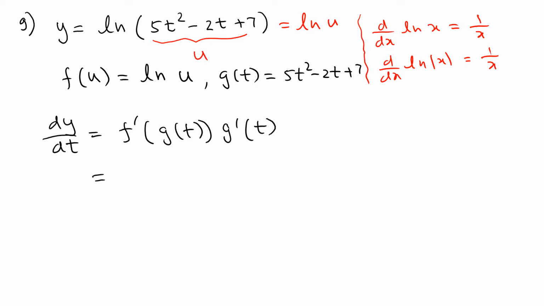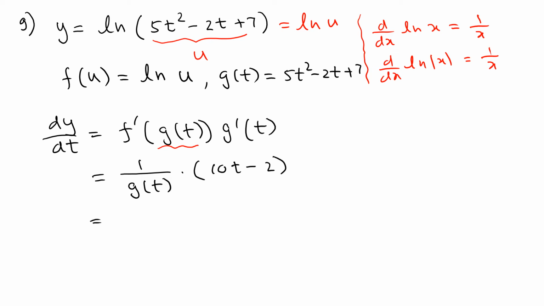And then we know that the derivative of the outside function is simply 1 over x, in this case 1 over u, but instead of u we write g(t). So that means it is simply 1 over g(t) times the derivative of g, which is 10t minus 2.